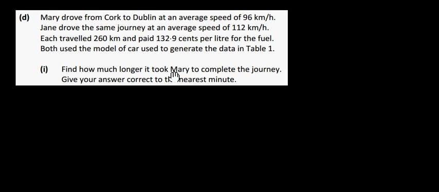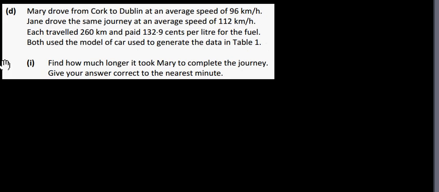Now we have Mary and Jane, and they both drove from Cork to Dublin. Mary drove at an average speed of 96 kilometers per hour. Jane drove the same journey at an average speed of 112 kilometers per hour. So Jane is driving a lot faster. Each traveled 260 kilometers. They paid 132.9 cents for each liter of fuel that they used. Both used the model of car used to generate the data in table 1. Find out how much longer it took Mary to complete the journey. Give your answer to the nearest minute.